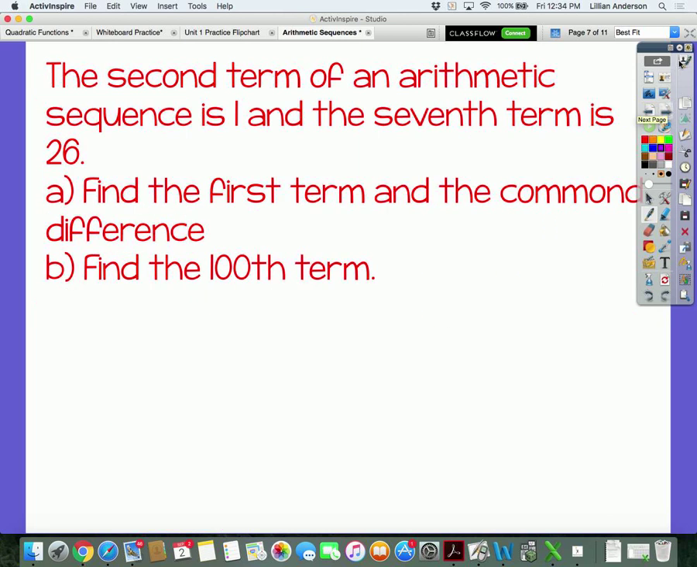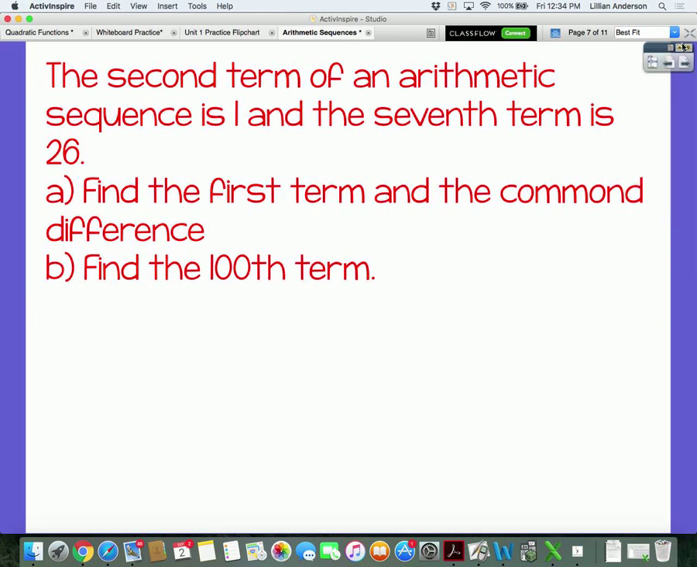All right, let's look at a different one. It says the second term of the arithmetic sequence is 1 and the 7th term is 26. Find the first term and the common difference, and then find the 100th term after you do that. Now this one's different than the other one. You don't have your first term, nor do you have two neighboring terms to figure out the common difference by subtracting. So how do you do it?